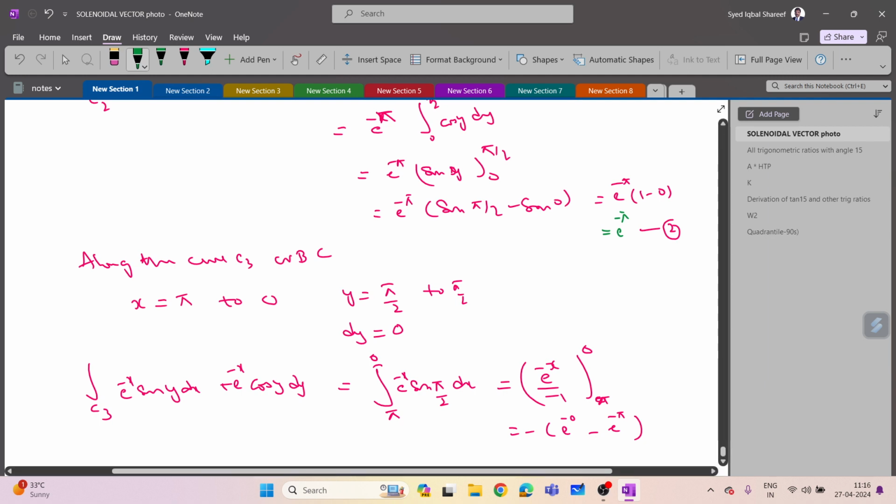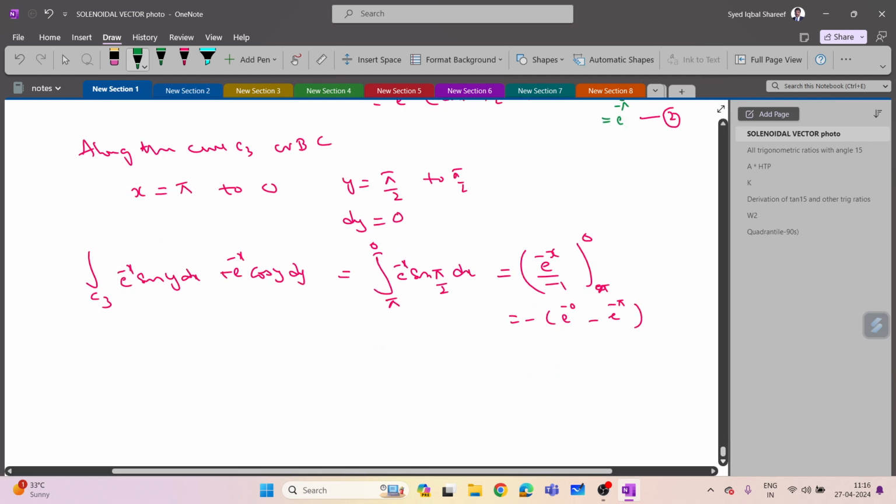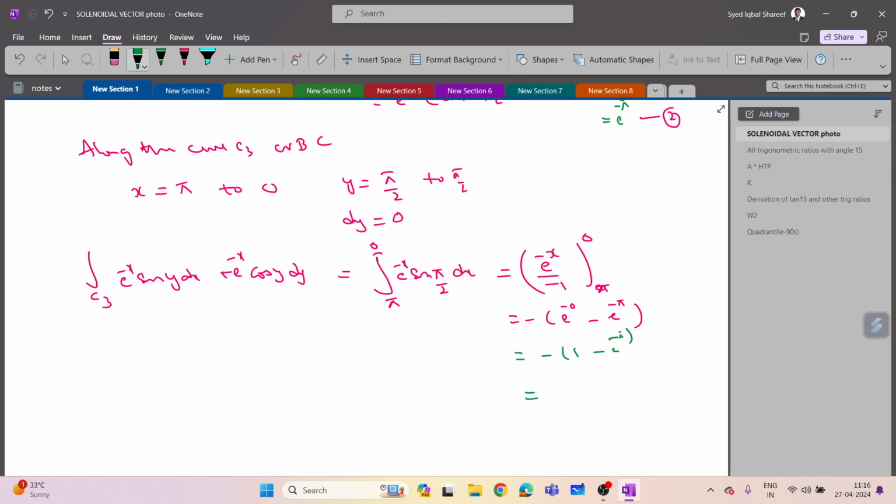While I am writing the answer, I may make a mistake. So this equals minus 1 minus e to the power of pi. So this will be equal to e to the power of minus pi minus 1. 3. Now the fourth one.